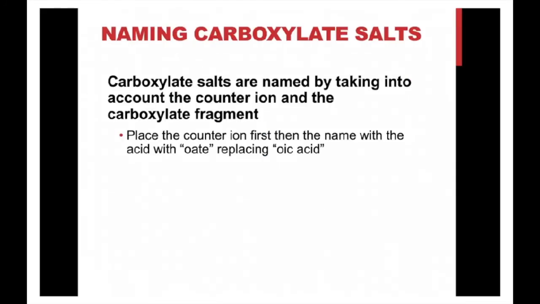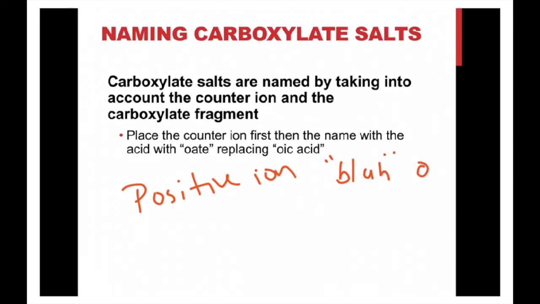So next up, we're going to talk about how you name carboxylate salts. So the big change here is twofold. One is what we said before: your positive ion comes first in the name. And instead of having oic acid at the end, it's going to be something, make it the scientific blah, oate. So we're going to change the oic acid ending on our acid name to become an oate to denote, this denotes negative charge, right? The ate.